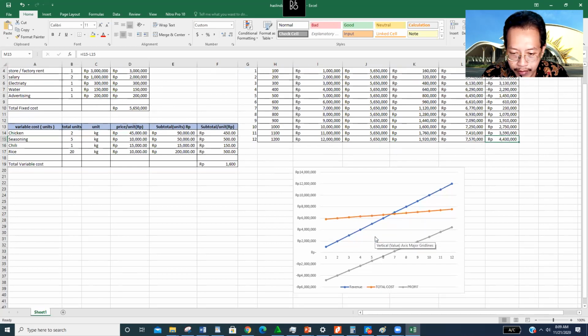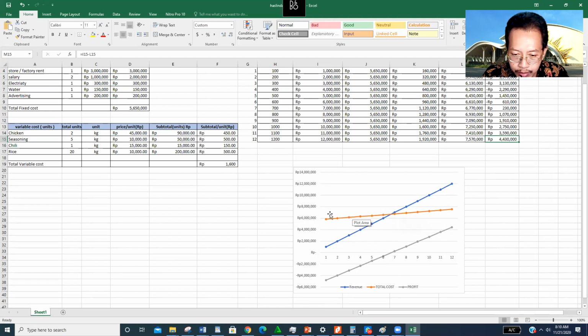Now for the graph, the revenue is the blue one here. You should also show the fixed cost. It would be better because the fixed cost would be a horizontal line. 5.6 million would be around here. And then the variable cost would probably be around here, and then you get the total cost. But never mind. You can see that at around 6.5 months, you should be reaching the break-even point.